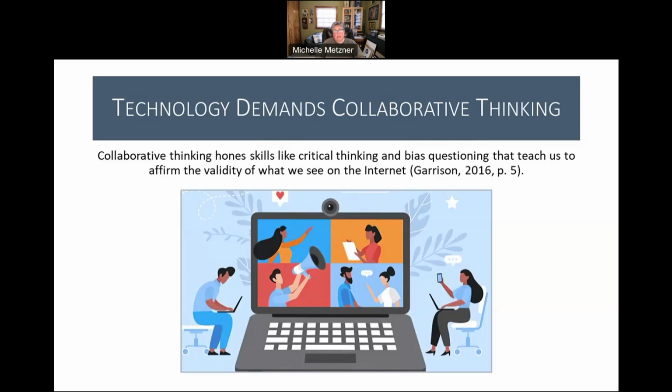So now let's take a look at why technological advancements demand collaborative thinking. We are on the internet basically every day. It would be shocking if we weren't, right? How many of you have read a story, a post, a tweet, and just accepted the information in it as true without even thinking that you should fact check it, right? Probably more than you'd care to admit. Now, collaborative thinking hones skills like critical thinking and bias questioning that teach us to affirm the validity of what we see on the internet.